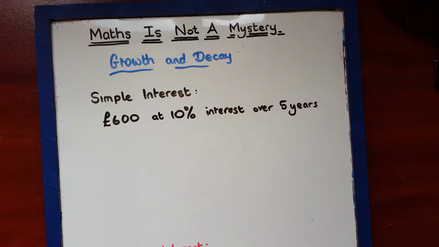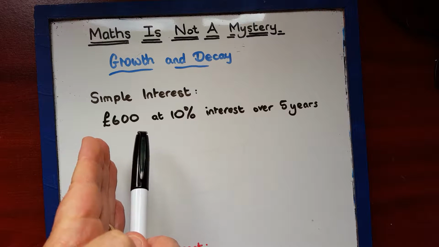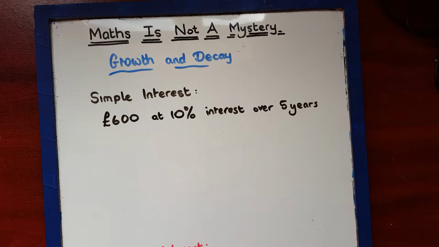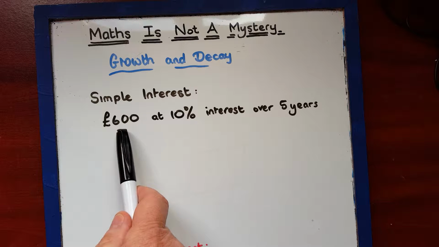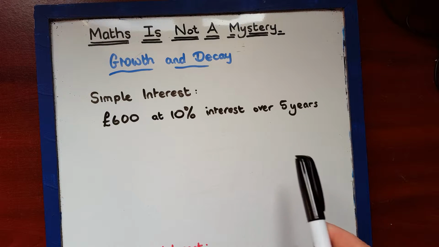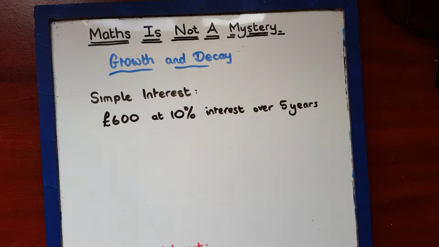A thing called simple interest is the easiest one to work out. Now this could be a loan or it could be a savings account. You could be putting £600 into a savings account and earning 10% interest for 5 years. And the question would say, how much interest will you earn, or how much money will you have in your account by the end of it? Alternatively, you could be borrowing £600 and they're charging you 10% interest over 5 years. So the question would say, how much will they have charged you after the total length of time? The calculation is exactly the same.